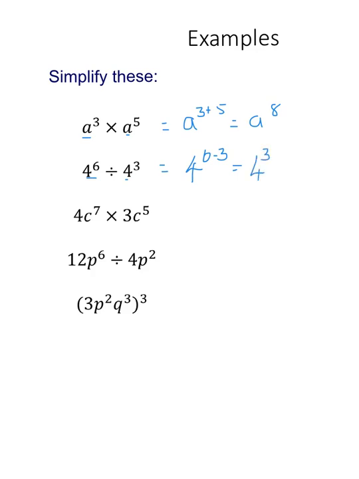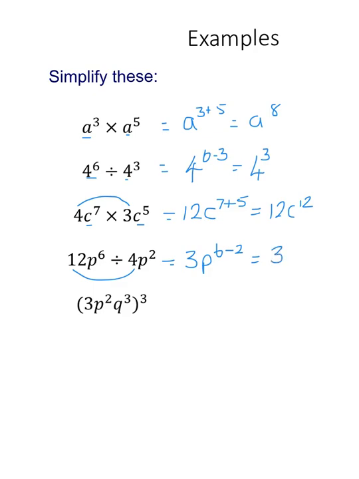It does say simplify. Here we're going to multiply the 4 times 3 to give us 12. We've got the same base here, c, and we're multiplying, so we add the powers. So that would give us 12c to the 12. Here we're dividing. 12 divided by 4 is 3. Both terms have got p and we're dividing, so we subtract the powers. So our answer will be 3p to the 4.